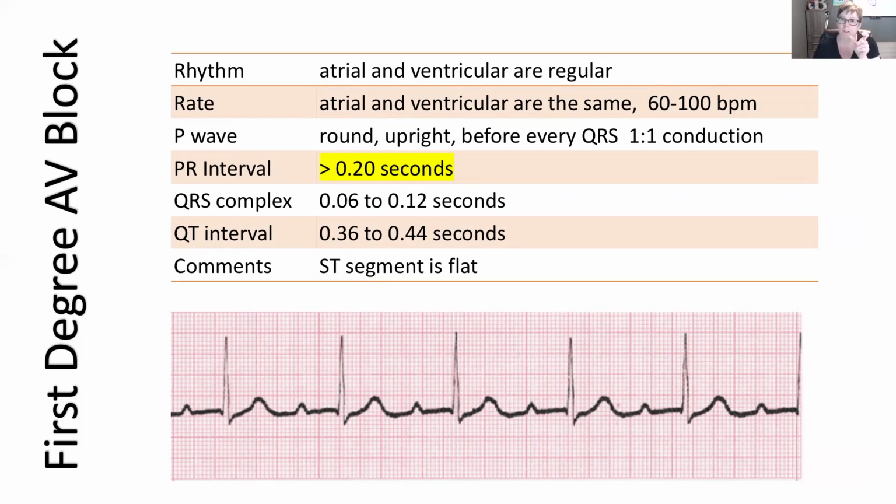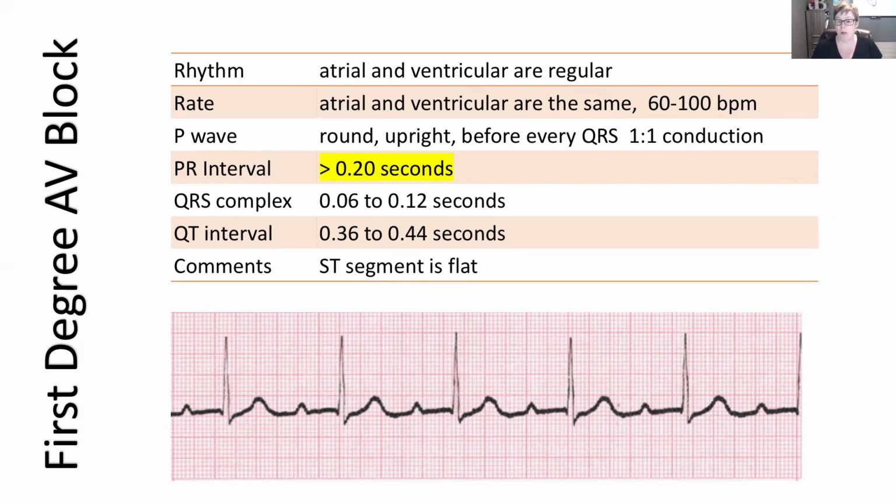But the PR interval is greater than 0.20 seconds consistently across the board. The QRS complex is still between 0.06 and 0.12 seconds, and the QT interval is 0.36 to 0.44 seconds. The ST segment will be flat.